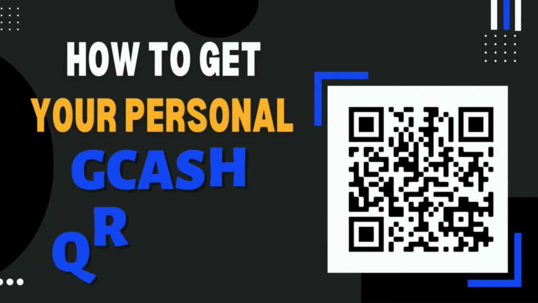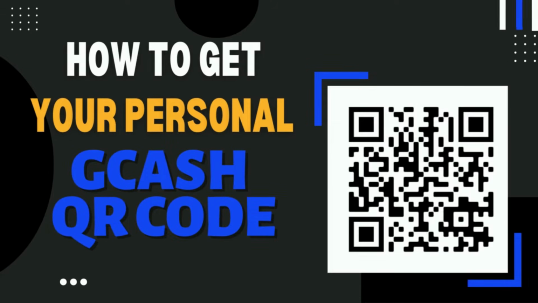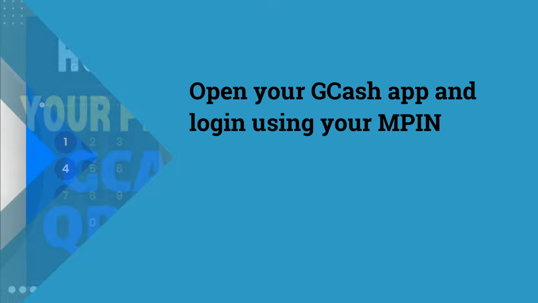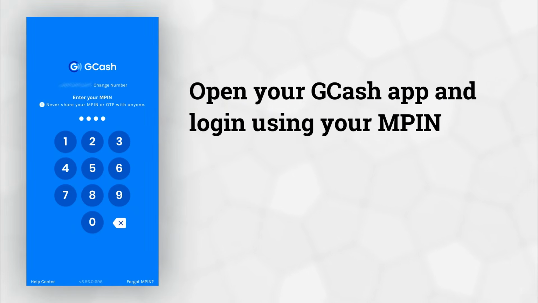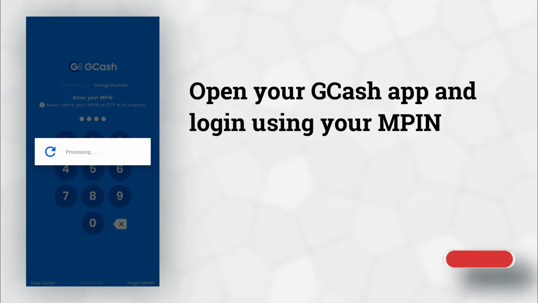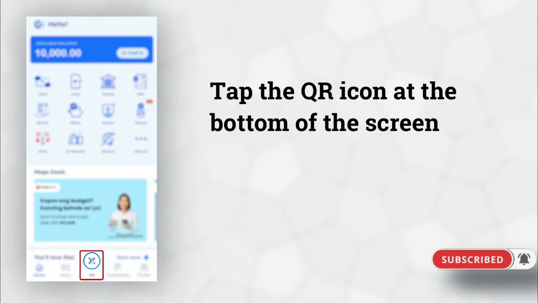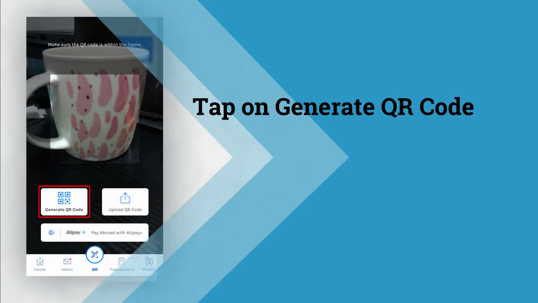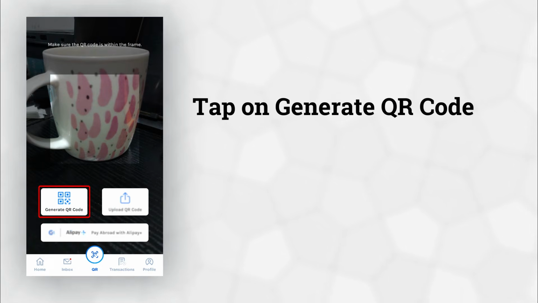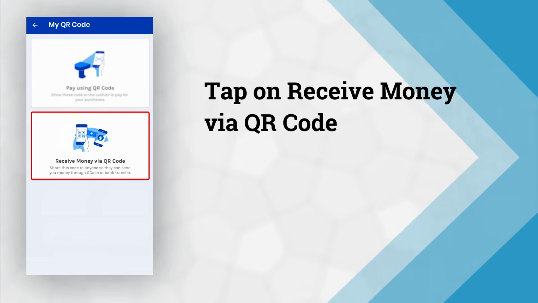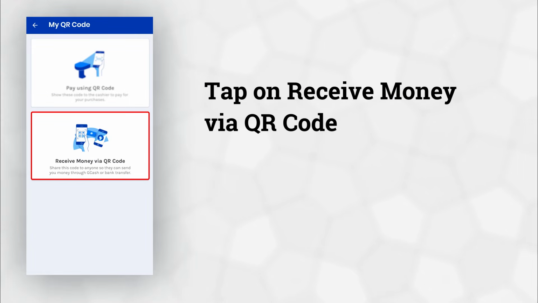Here's our short tutorial on how you can get your own QR code on GCash. First, open your GCash mobile app and log in using your 4-digit MPIN. Tap the QR icon at the bottom of the screen. Tap on Generate QR Code. Tap on Receive Money via QR Code.